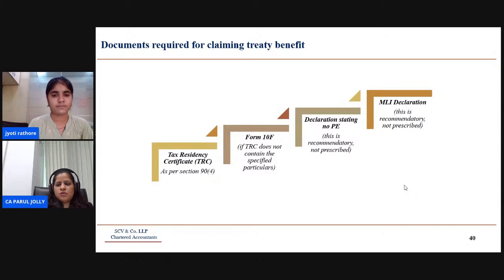So it is again necessary to obtain a declaration on whether the condition as to the principal purpose test is satisfied. The payee gives a declaration that the principal purpose is not obtaining tax benefit, because the payer cannot determine the principal purpose of the payee. But the MLI says that if the principal purpose is to obtain a tax benefit, then treaty benefit is denied. So I'm not saying that just taking a declaration suffices the requirement. One has to do due diligence while making a payment, but still it is recommended to obtain this declaration as well. So these are the documents which we would need to claim a treaty benefit.